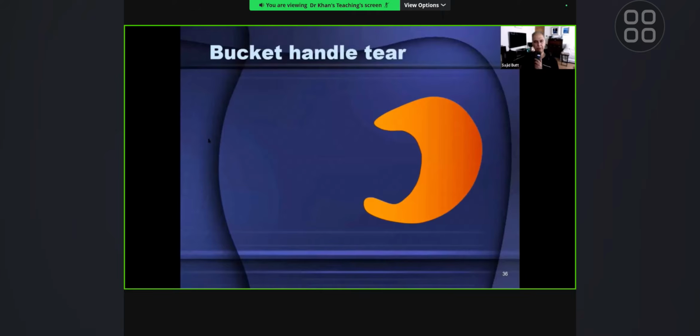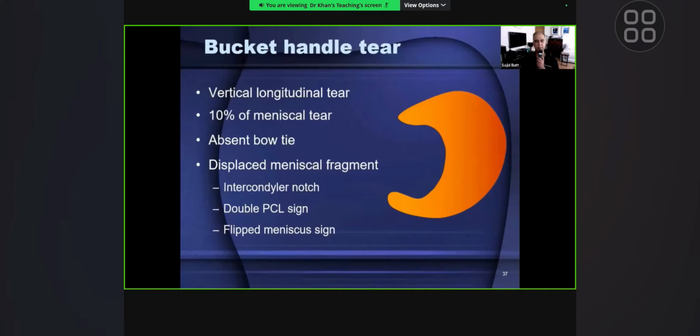What about this term that we keep on hearing, the bucket handle tear? A bucket handle tear is a type of longitudinal tear which tends to get bigger. So, a vertical longitudinal tear; 10% of meniscal tears can be bucket handles, because they can eat up a huge amount of normal meniscal tissue, so you will end up with an absent bow tie sign.